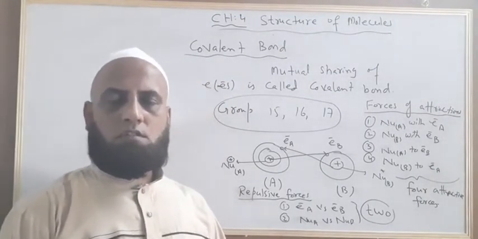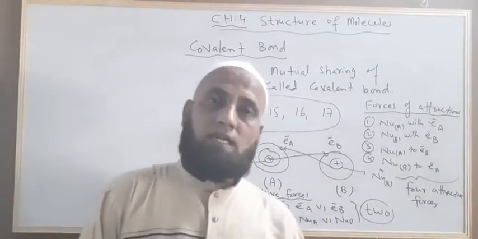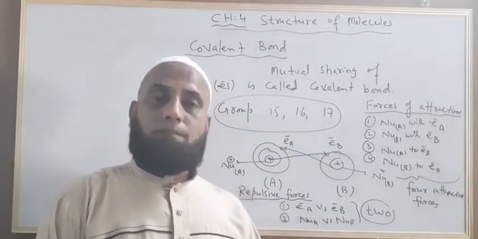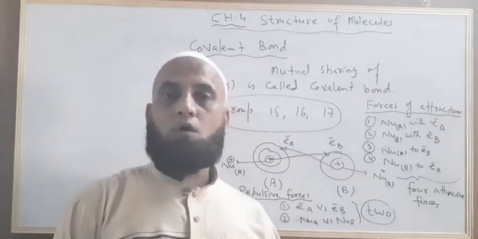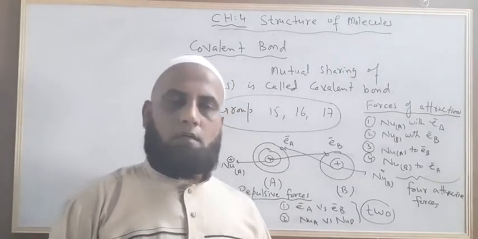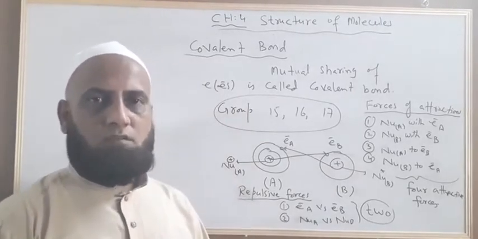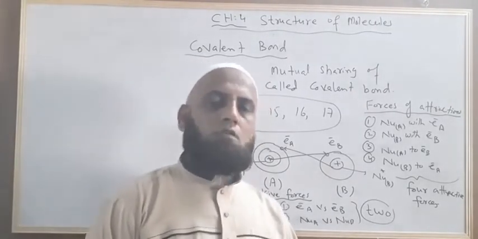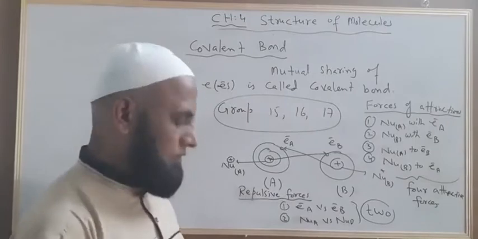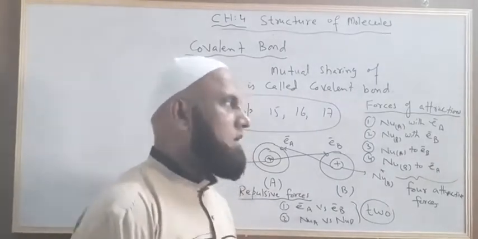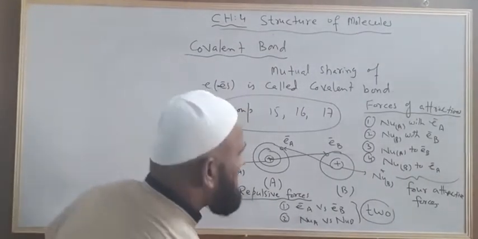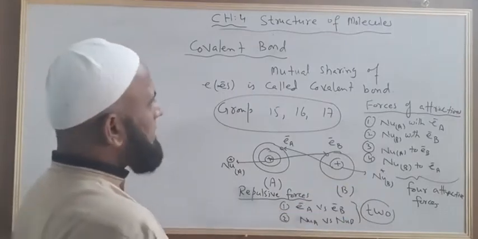So the question that arises in your mind is, there is negative charge on electrons, then how do these electrons share with each other, and why do they not repel each other during the formation of a molecule? So we have to see these forces. Hopefully you would get it. Now come to our main topic, that is covalent bonds.